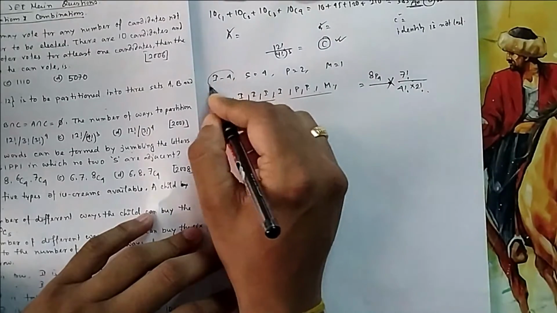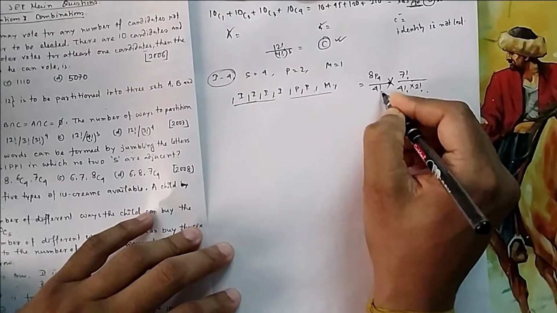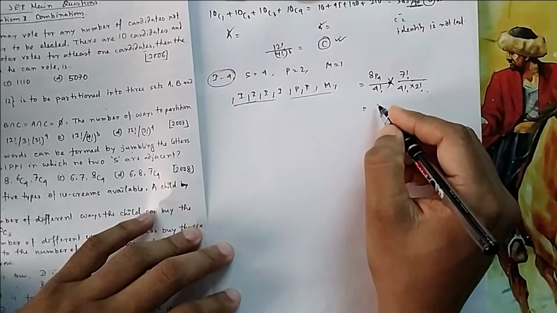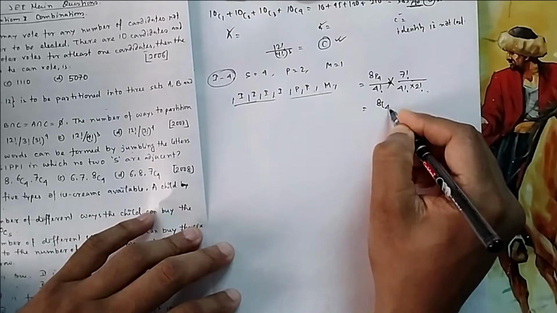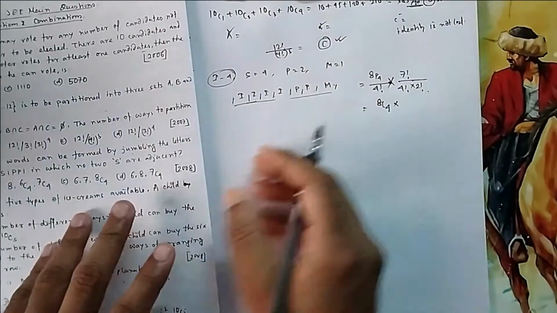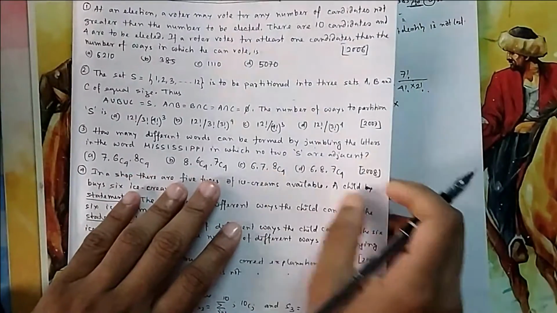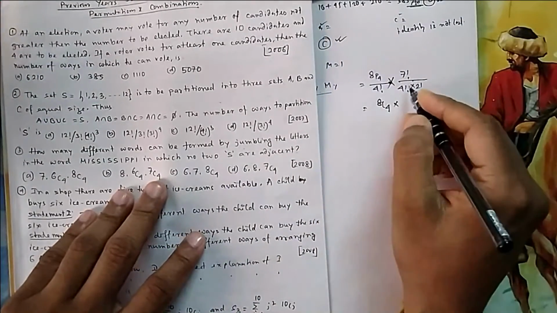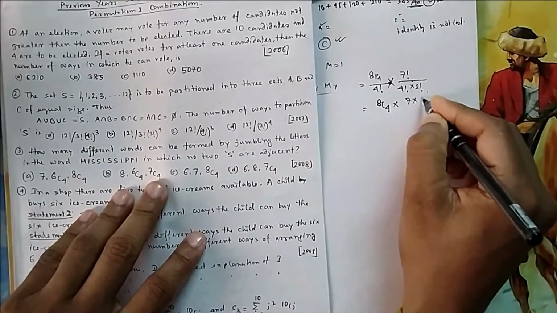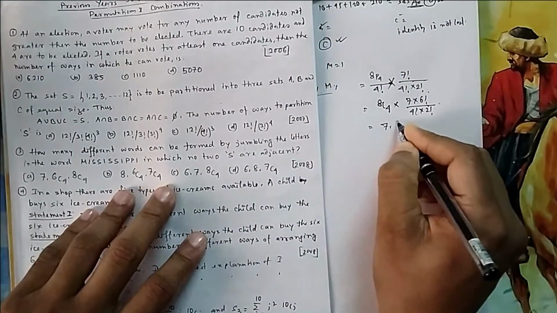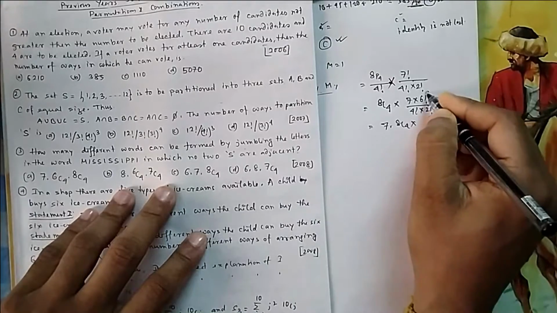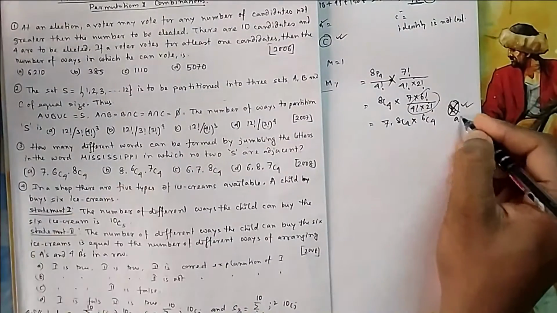But there are again 4 I's that are similar, so you divide by 4 factorial. So ultimately it will become 8C4, 8P4 divided by 4 factorial, 8C4, because you have to see the options and go that way, since it is all written in C format. And if you write it, it is 7 into 6 factorial by... it will be 7 into this is 8C4, and this is looking like 6C4. So that is your option A.